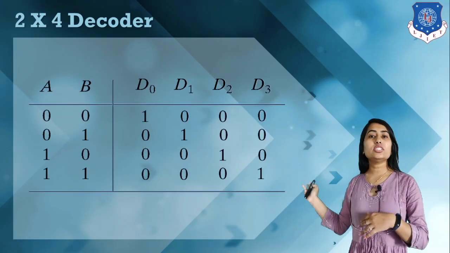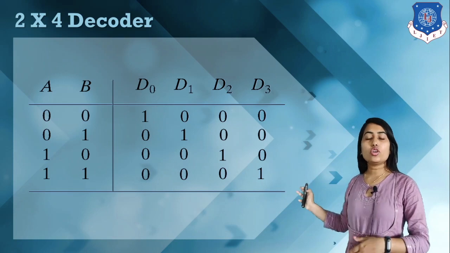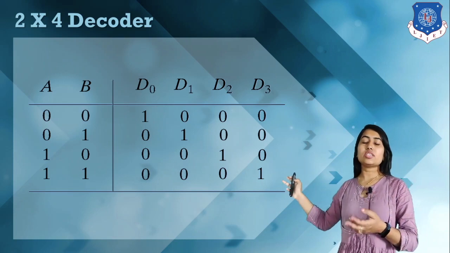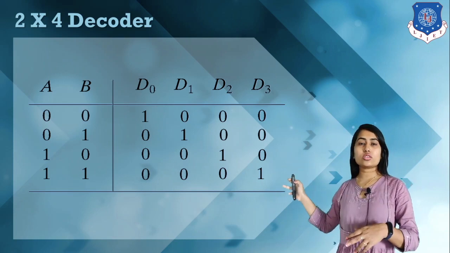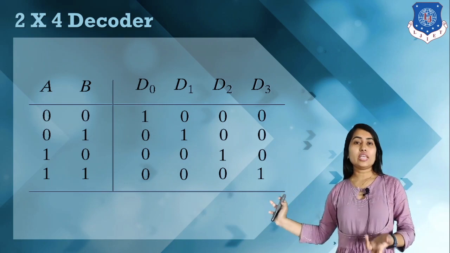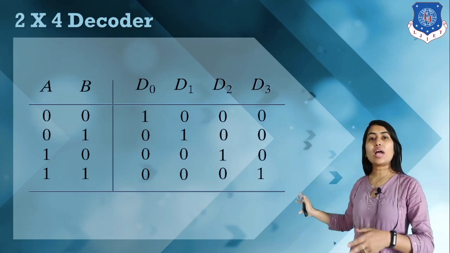Here we have the truth table of this 2x4 decoder. Whenever A and B are equal to 0, 0, Y0 is equal to 1. When we have AB equal to 0, 1, Y1 is equal to 1.